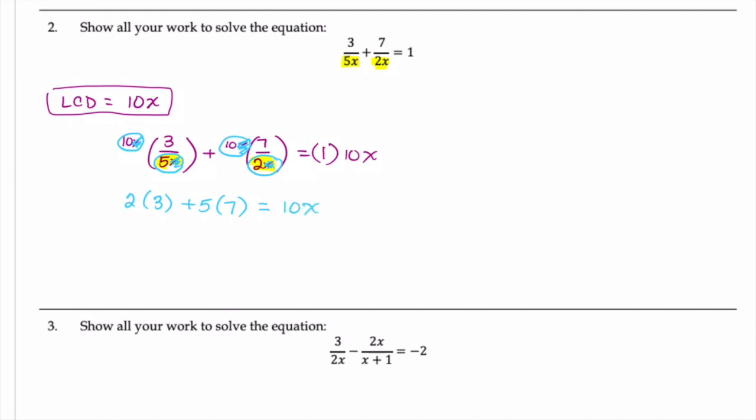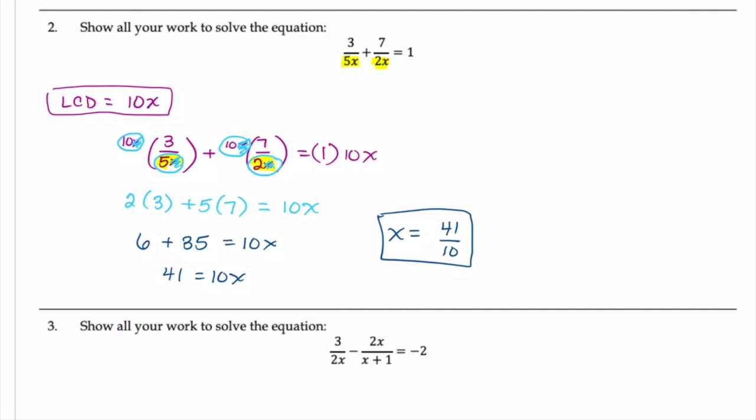Just like before, I started off with something complex looking. Now it's a nice simple equation. So let's just zoom to our answer. All right, so our answer is x equals 41 over 10.